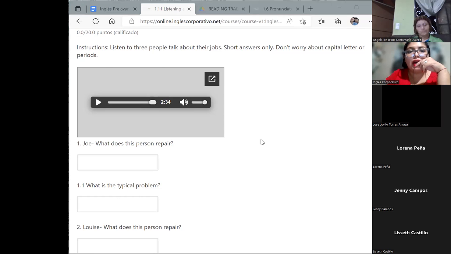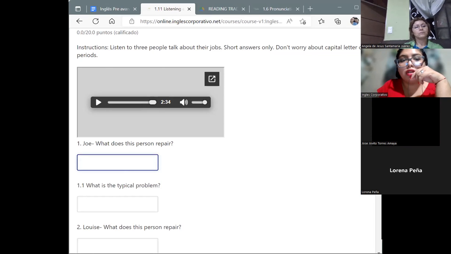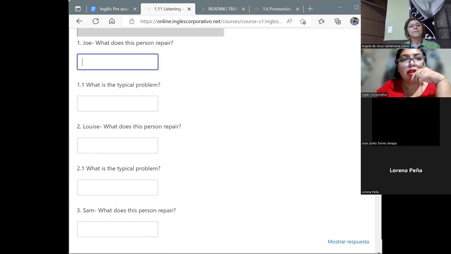Okay, so there we have the audio program. In that case, we're just going to see what are the things that we need to have about this exercise. One is about Joe. What does this person repair? What is the typical problem with the thing that he is repairing? Then we have Louise. What does this person repair? What is the typical problem? And also Sam. What does this person repair?